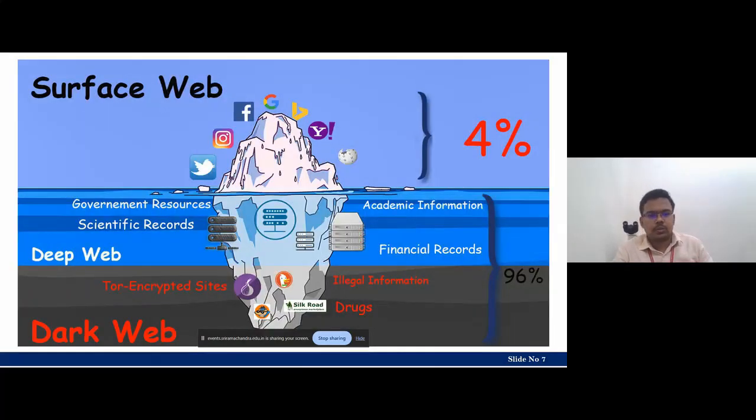To understand this, we first need to understand the internet. We can classify internet usage into three major categories: surface web, deep web, and dark web. Surface web is what we are using. Whatever you do on the internet, Twitter, Instagram, Google, ChatGPT, whatever data you are taking from the internet, that is surface web. That is just 4%. The other two areas, deep web and dark web, are the 96% of the data.